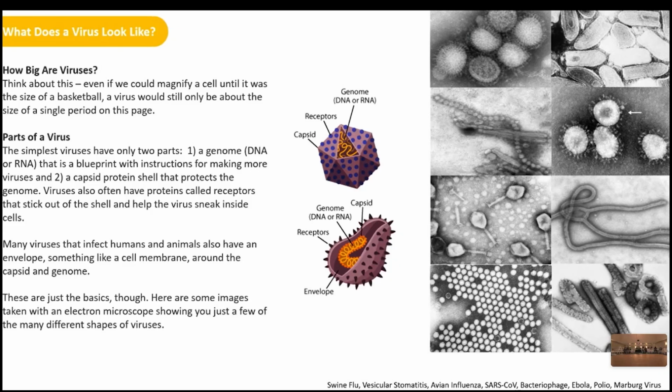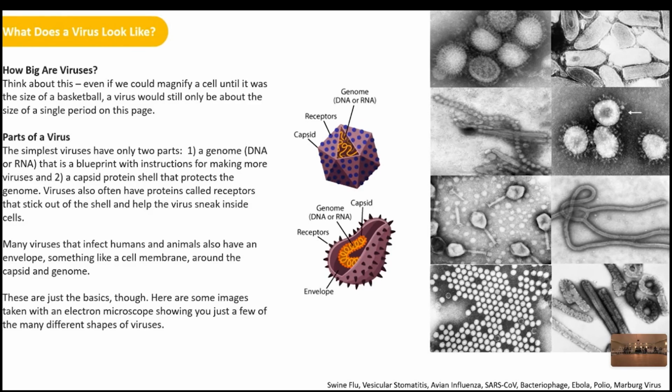So, parts of a virus. The simplest virus only has two parts. The genome, like I said, is either DNA or RNA, and that is a blueprint with instructions for making more viruses. So think of them almost like building blocks. And a capsid protein shell that protects the genome. Viruses also often have proteins called receptors that stick out of their shell and help the virus sneak inside a cell.